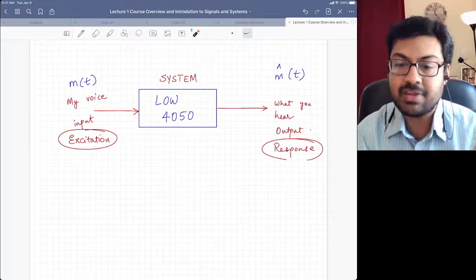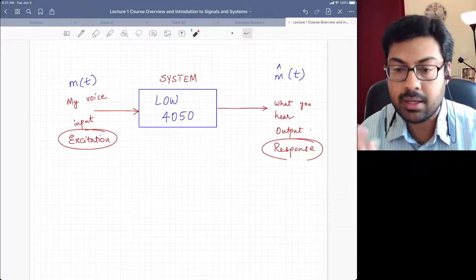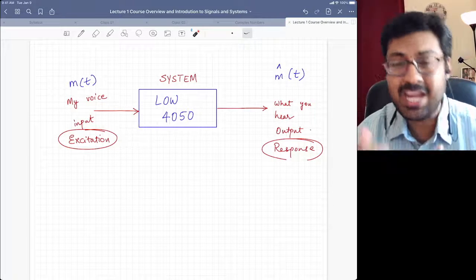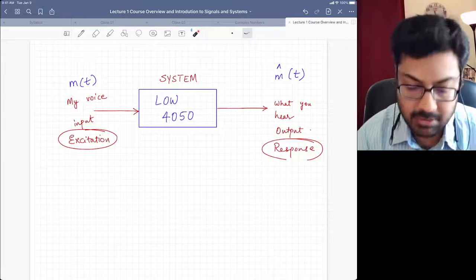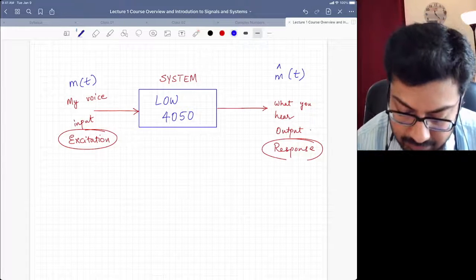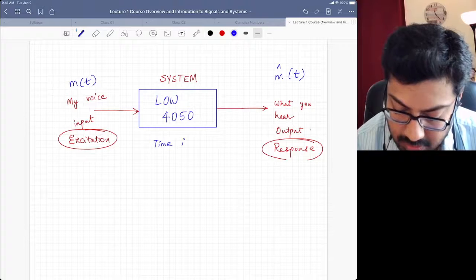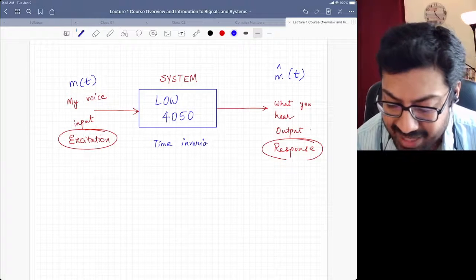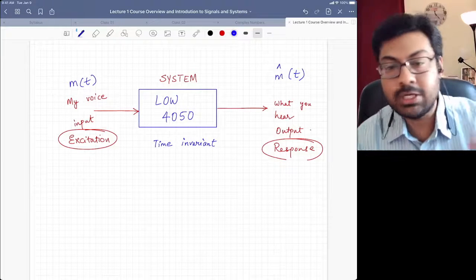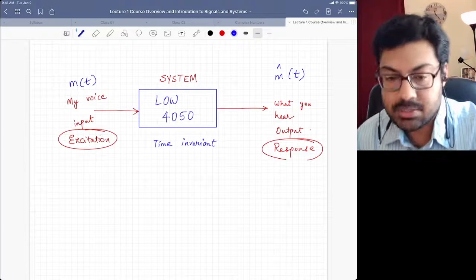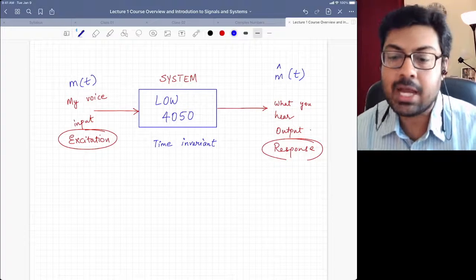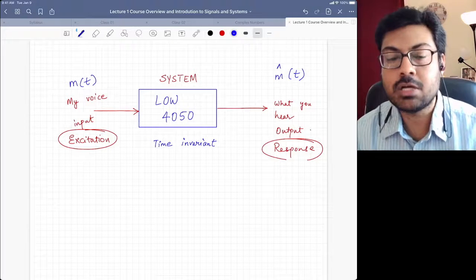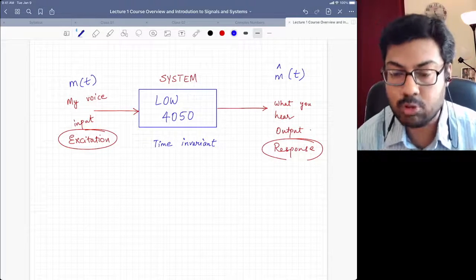Now there are certain things that we have to be careful about. What is that? One, the system cannot change over time, right? So it has to be a time invariant system, time invariant. Because if it's a time varying system, then it is going to give one response at one time, another response at another time. So we are going to require our system to be time invariant. At least in terms of an assumption, we should be able to make that.